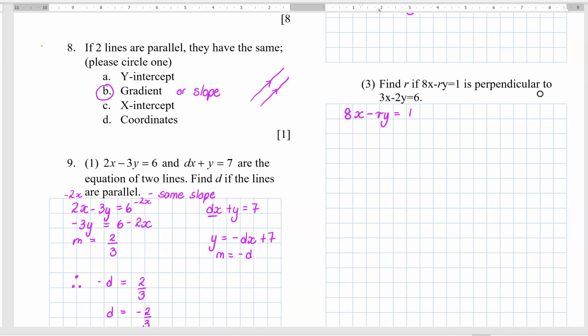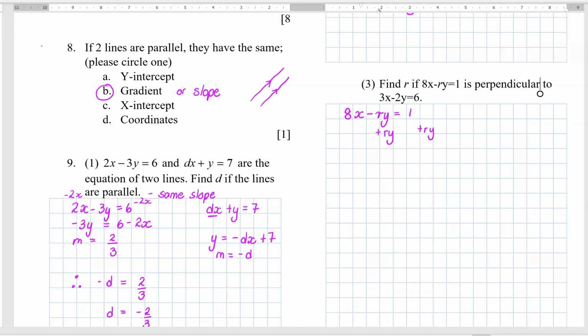So again, we want to get y by itself. I think in part 1 we kept the y on the left. Let's change it up. So here I want to get rid of a take ry. So to get rid of the take ry, we add ry. What I do to one side, I have to do to the other.